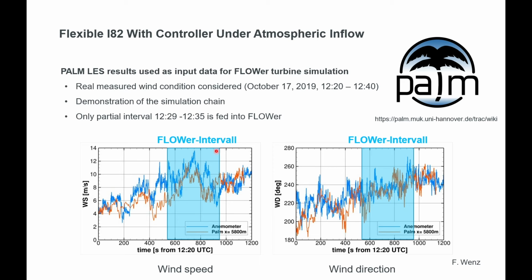That can be seen here on the left side for the wind speed. So the measurement, where the target distribution is the blue curve, and what was realized with this LES simulation is the red one. It's not identical, of course, but at least you can see the same trends: wind speed increase, decrease. The same holds for the wind direction. Here we see a clear trend in a change of the wind direction, also in the simulation.